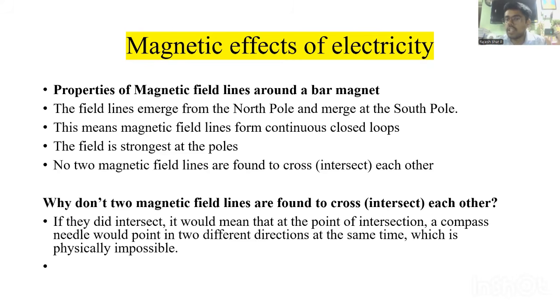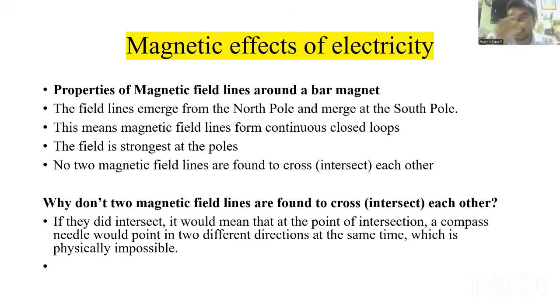They will never cross. Why? They will ask the question: why do two magnetic field lines not cross each other? Why do they not intersect? It is obvious. If they cross, it would mean that at one point there is both a north pole and a south pole, which is never possible. How is it possible to have north and south pole at one point?